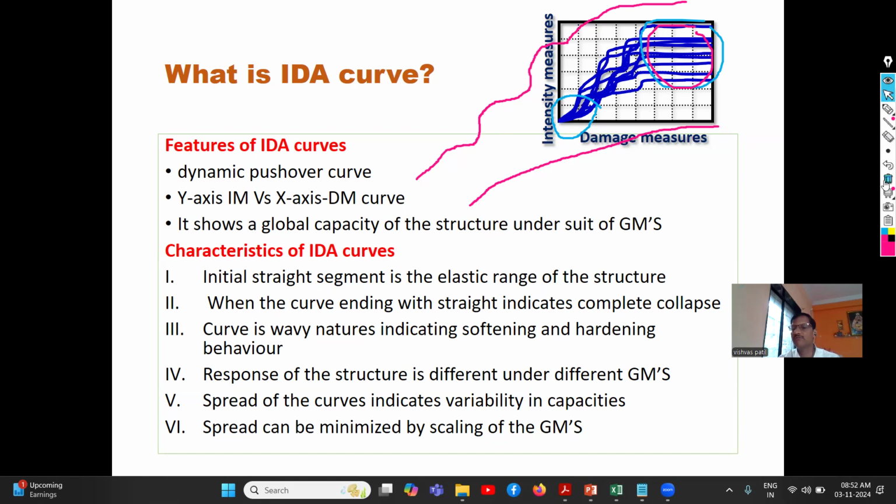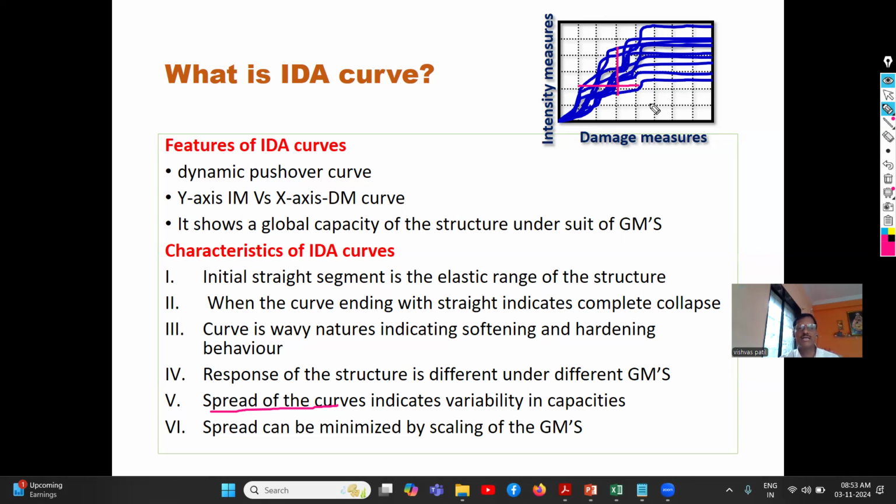And one more important feature of the IDA curve is the spread of the IDA curves, as mentioned in point number 5. In the figure, this is the spread in the horizontal direction, and this is the spread in the vertical direction. This spread indicates the capacity variation of the structure under the suite of ground motions.